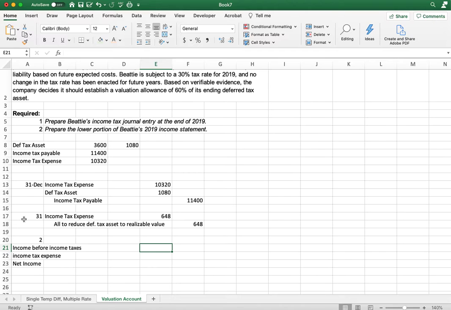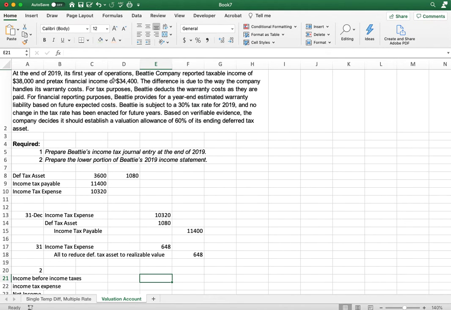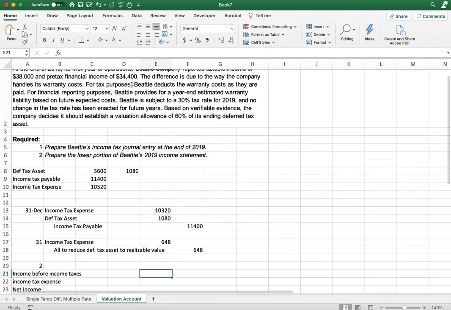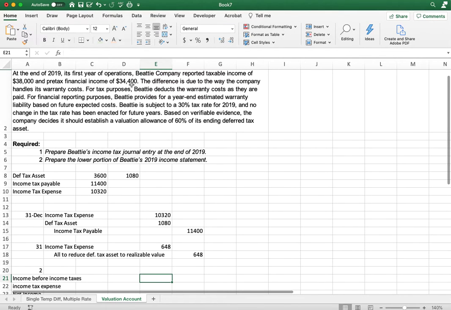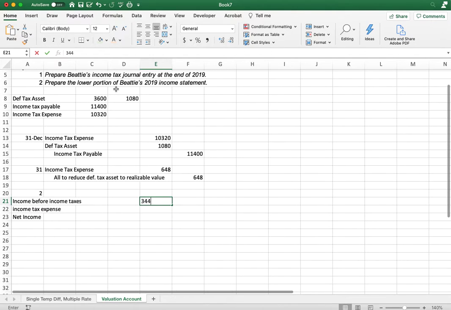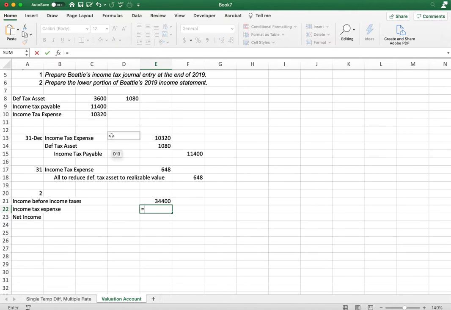And income before income tax was $34,400, because remember, this is our financial statement, so we're using the financial income that would be reported. Our income tax expense is going to be equal to our $10,320 plus the $648 for $10,968, and then we subtract that expense out of the income for net income of $23,432.